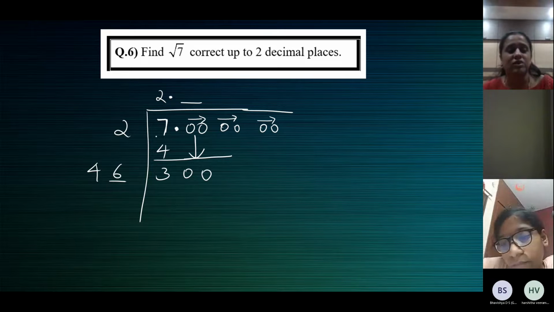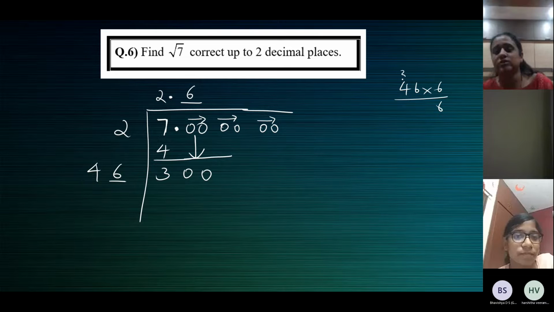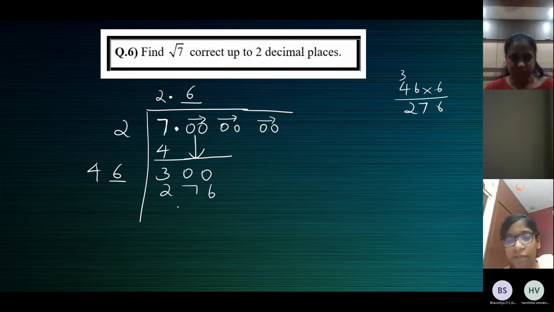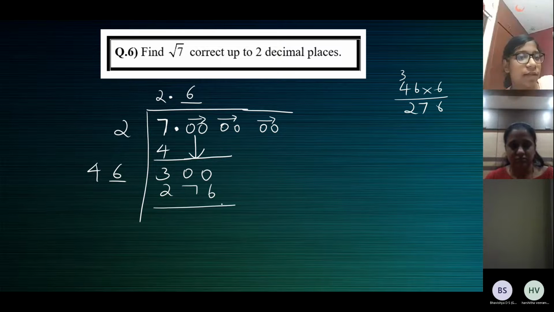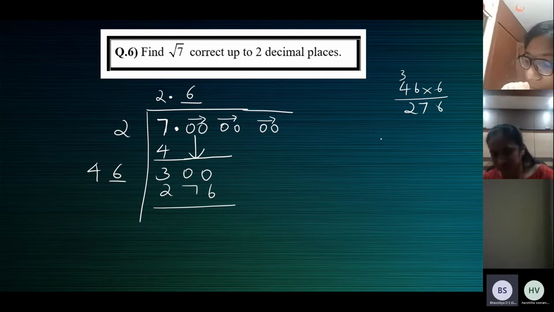46. Okay. What is 46 into 6? Ma'am, 276, ma'am. 6 6s are 36. 3 carry over. 276. Okay. 47 into 7 is 329, ma'am. That is greater than 300. Ma'am, when we are multiplying 47 into 7, it is greater than 300, ma'am.